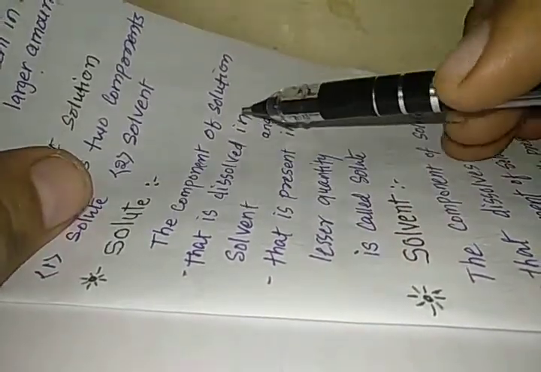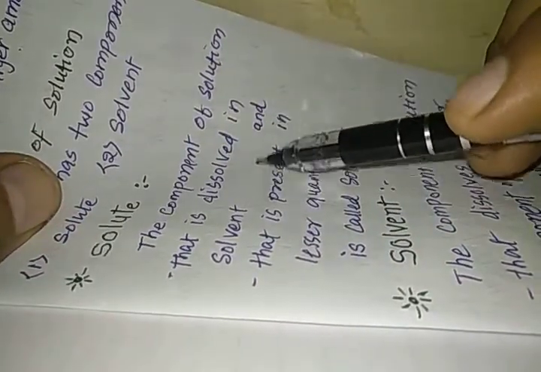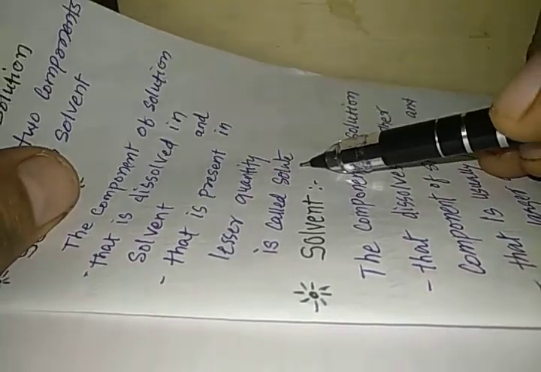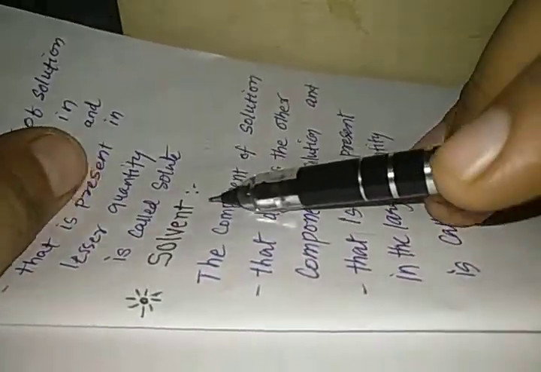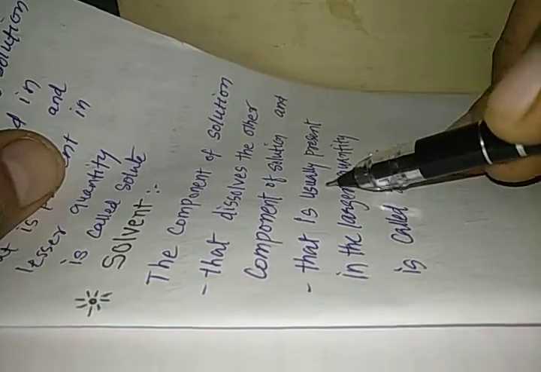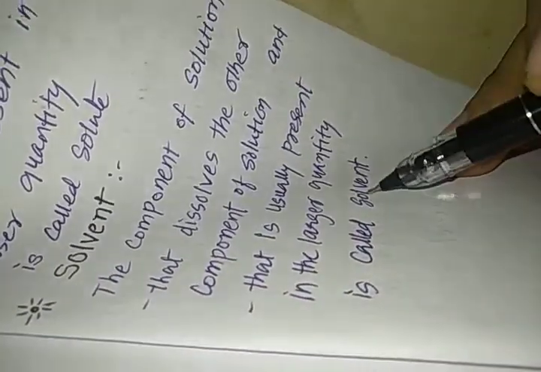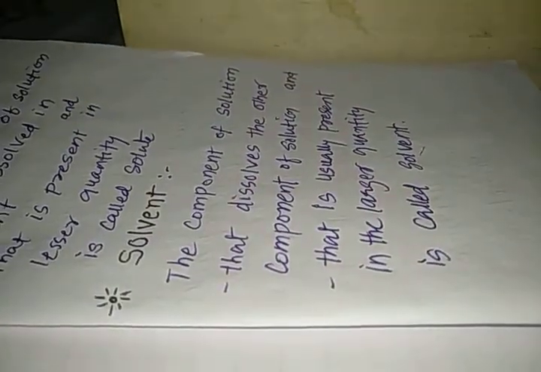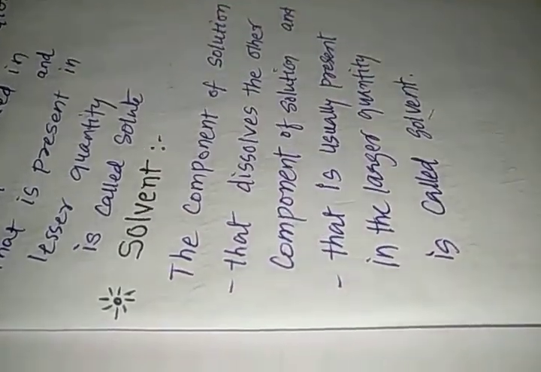The component of solution that is dissolved in solvent and that is present in lesser quantity is called solute. Now we will study the definition of solvent. The component of solution that dissolves the other component of solution and that is usually present in the larger quantity is called solvent. So this is how we can understand the definition of the solute and solvent, or the components of solution.